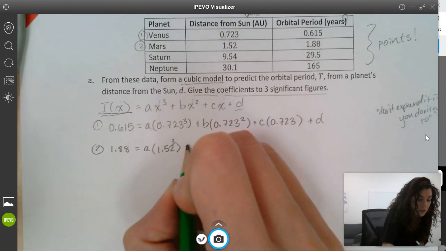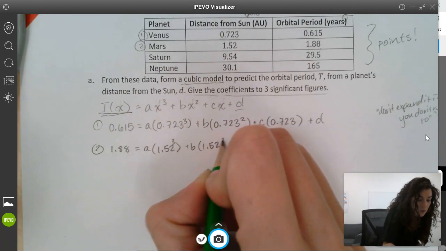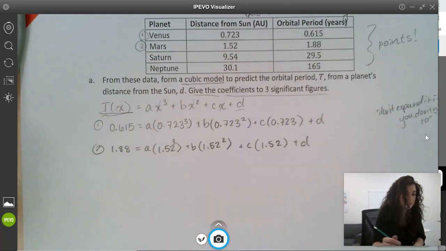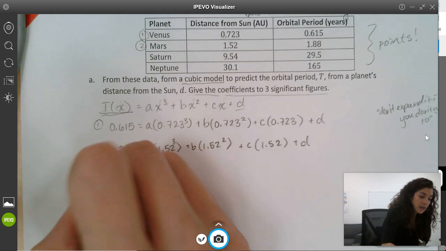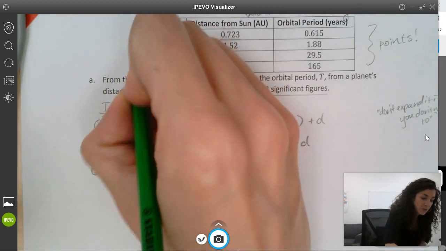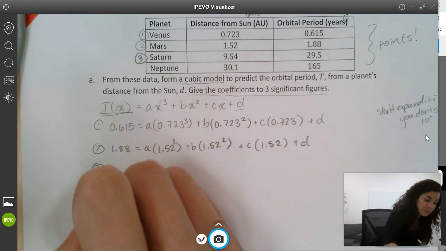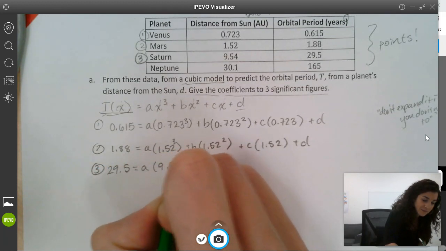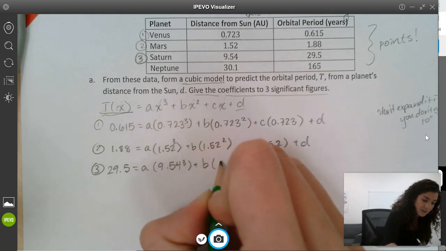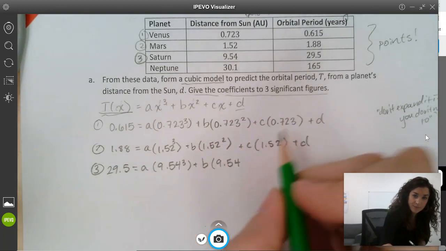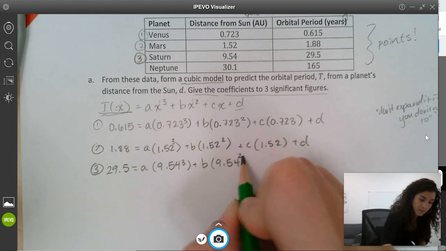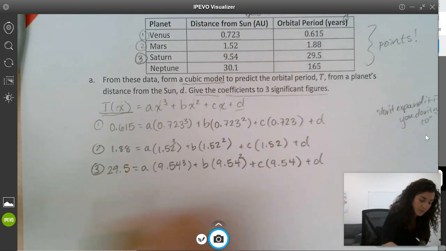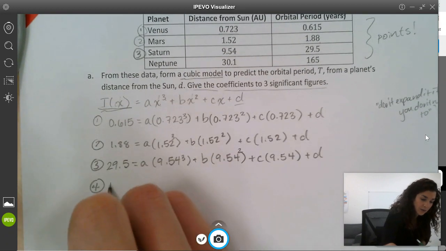It'll be cubed here, squared here, and then just 1.52, and then d. That was our second equation. We move on to our third. And our fourth.